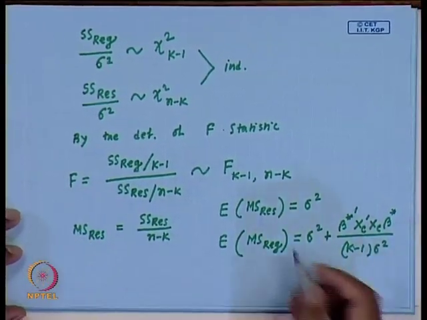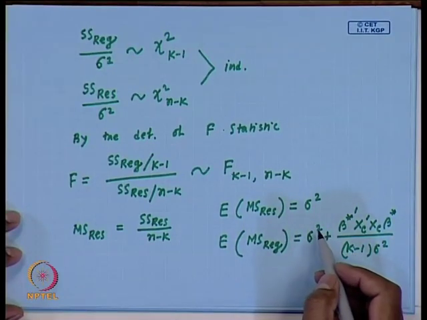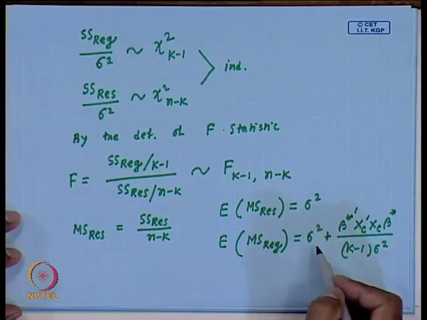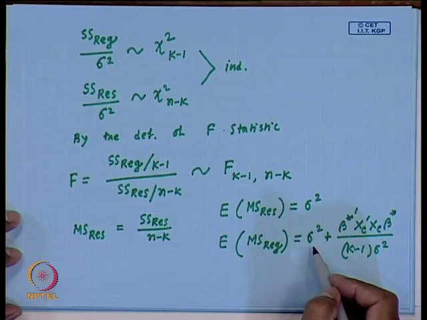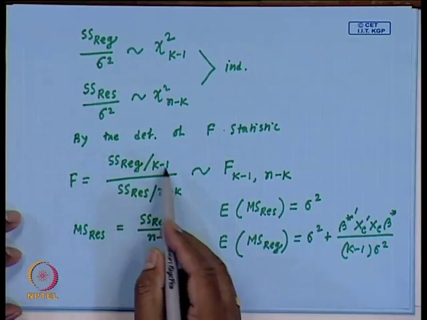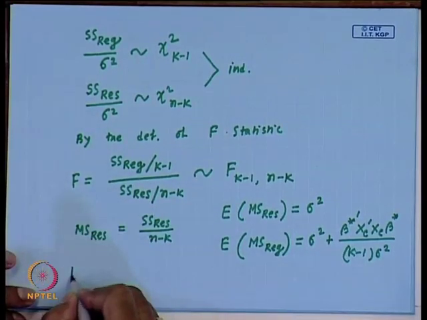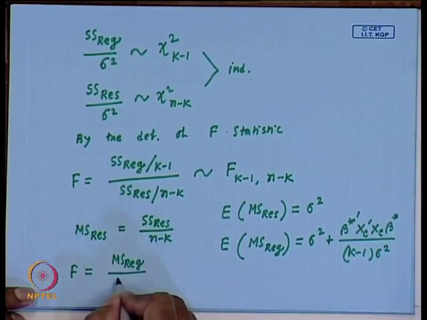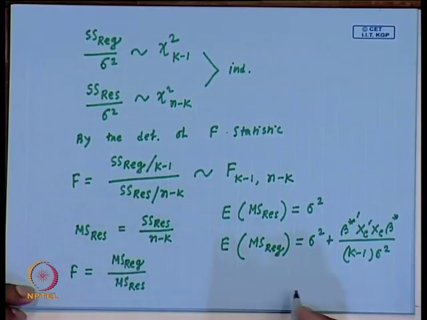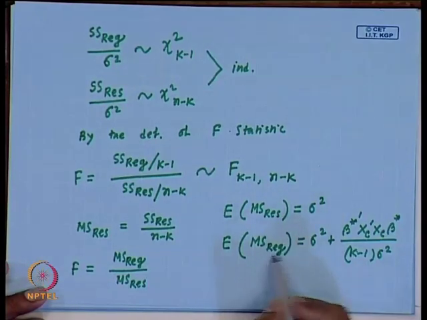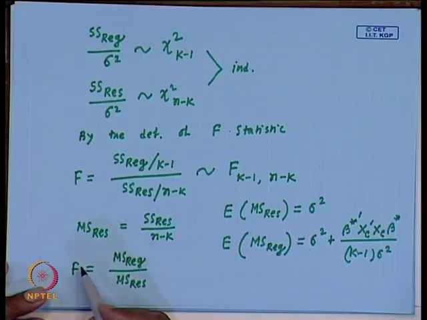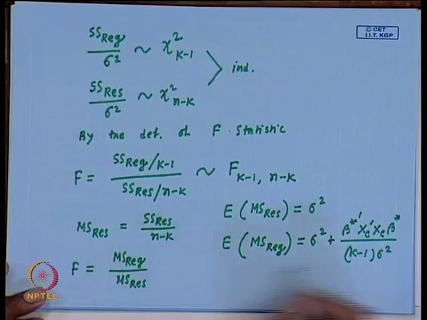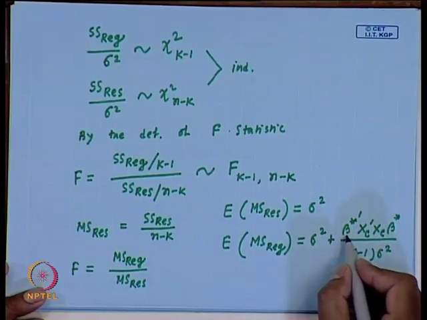Now look at these two expected values. They indicate that if the observed value of F is large, then there is at least one beta j which is not equal to 0. Here F is equal to MS regression by MS residual, and these are the expected values of MS regression and MS residual.